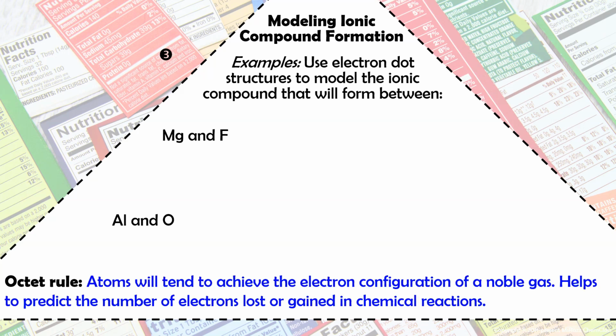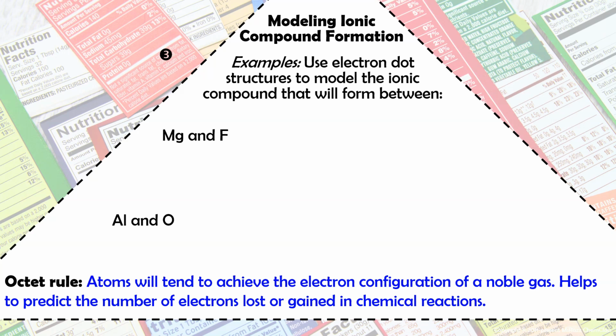Now, you may say, what's so important about those? Well, remember, the octet rule says that atoms will tend to achieve the electron configuration of a noble gas. We said that our atoms are going to become isoelectronic with a noble gas, which just means that it has the same exact number of electrons. The octet rule helps to predict the number of electrons lost or gained in chemical reactions.